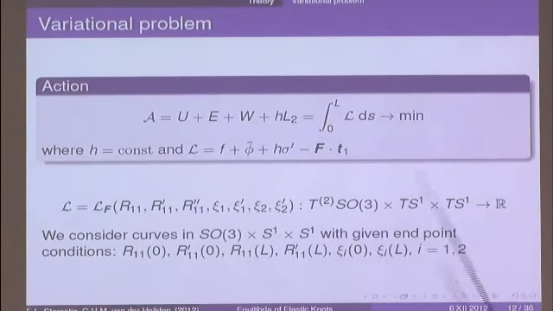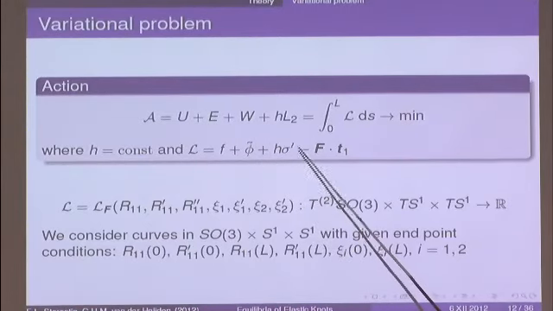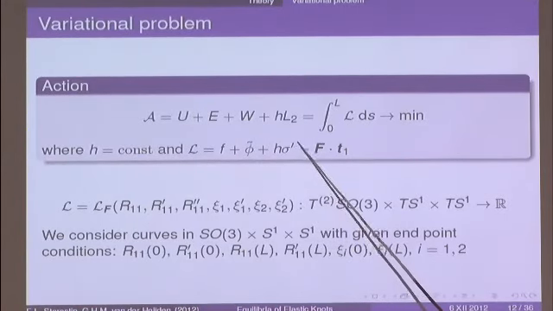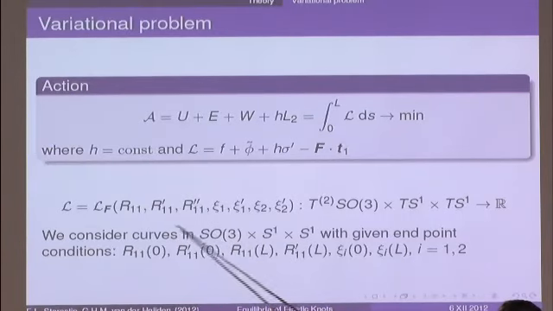So we can now form the action with this Lagrangian. Forget this: this is interaction energy, and this is a constraint on the length of the second strand. And if we write it in the coordinate form, then we would have the second derivatives of the orientation matrix.